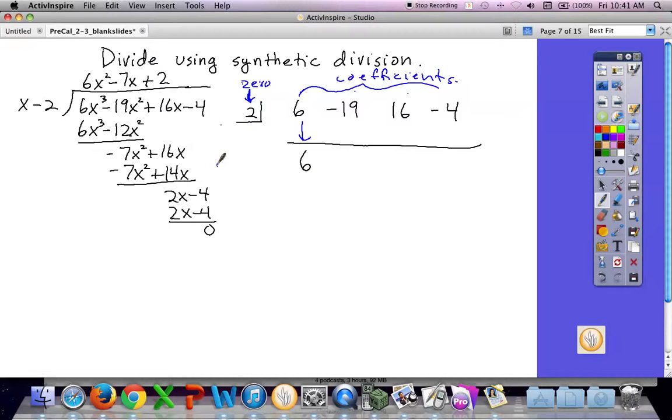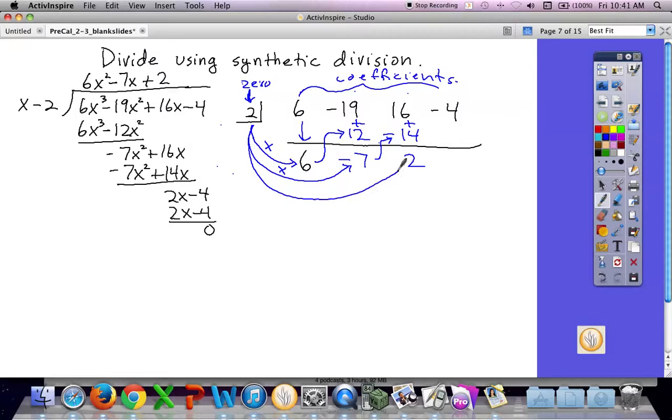Okay, now here's the process that we go through. Multiply 2 times 6. That's a multiply. What do you get? 12, and you put the result there. Okay, and now you add. Okay, negative 19 plus 12, negative 7. Okay, repeat the process. 2 times negative 7. Negative 14. Add. Is 2. One more time.